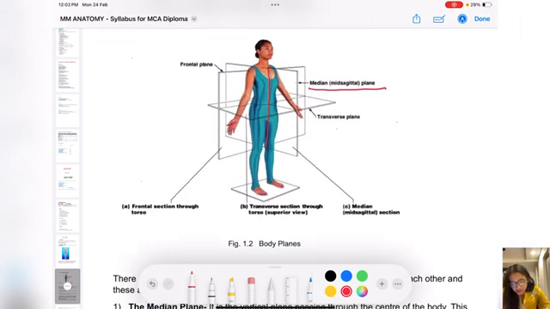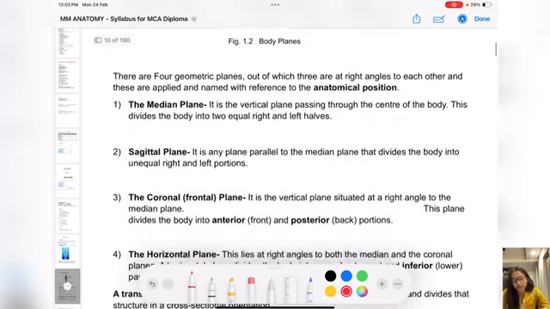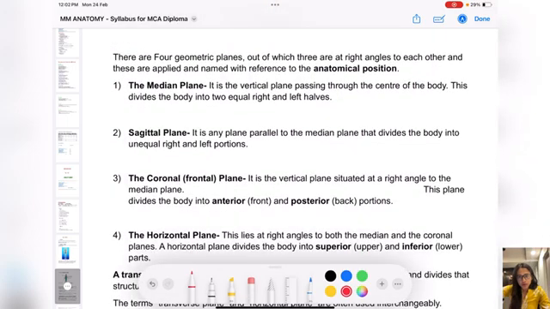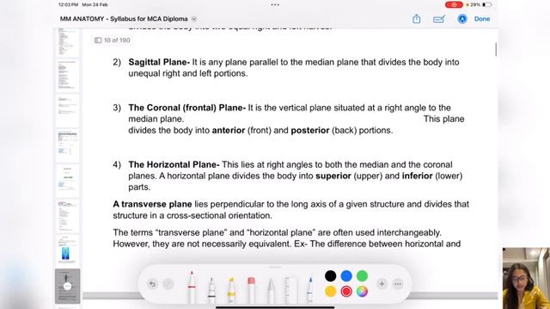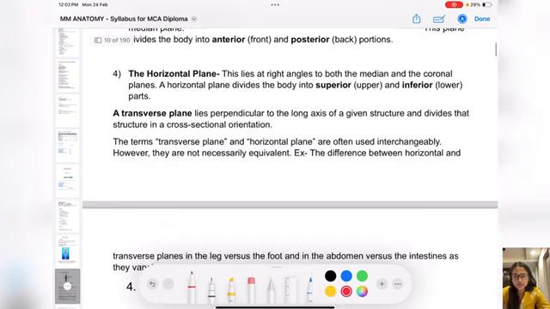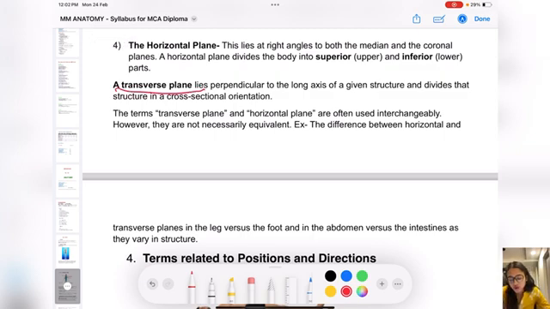And then there is the frontal plane. In the frontal plane or the coronal plane, if the body is divided so that the front part and the back part are separated, then it is the coronal plane. Then the horizontal plane is also known as the transverse plane. It lies perpendicular to the long axis of the given structure and divides that structure in a cross-section orientation. The terms transverse plane and horizontal plane are often used interchangeably. However, they are not necessarily equivalent.